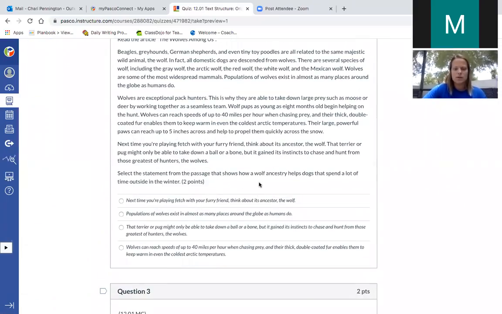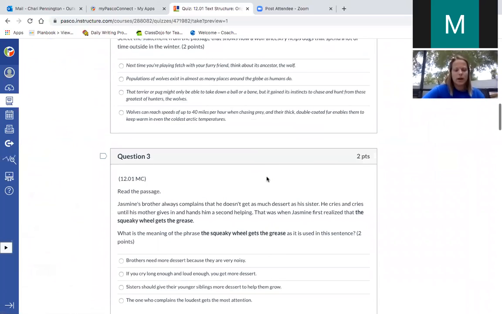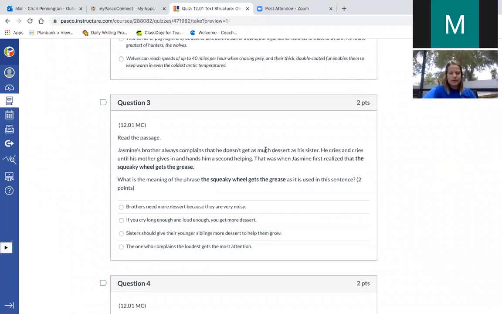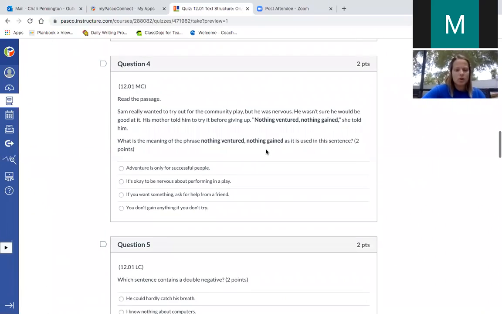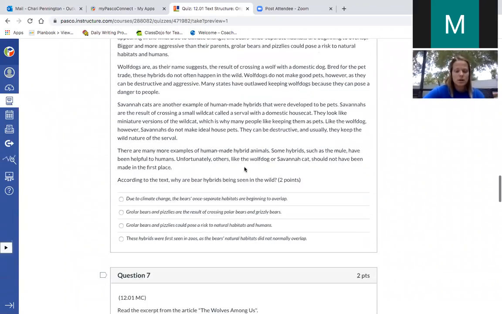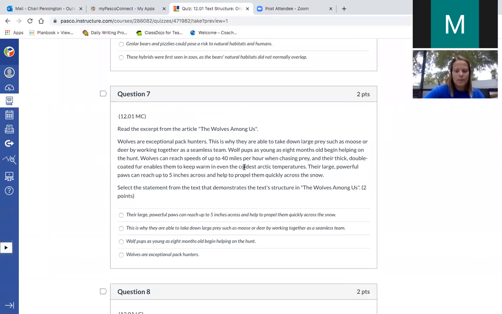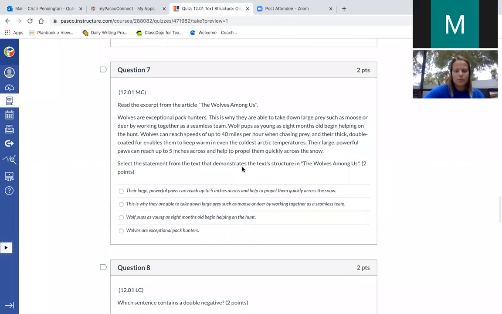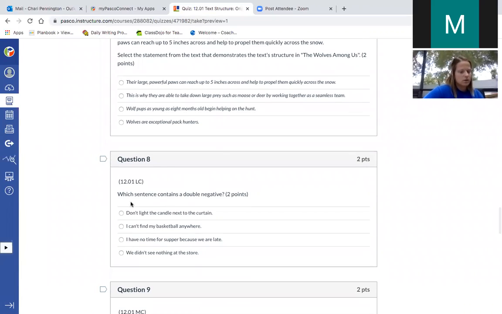This one's going to focus on how a wolf's ancestry helps dogs. Okay, so a lot of it you are going to have to read. There are 2 questions right here. See where it says double negative? So please refer back to your notes on the double negative questions. There are 2 of them. This one is talking about the text structure, and it's talking about something specific from that excerpt. Here's another double negative.